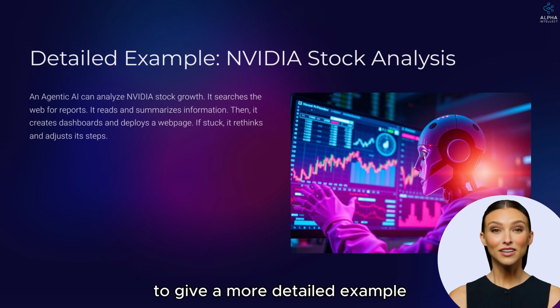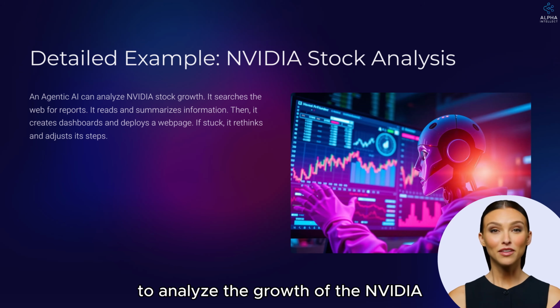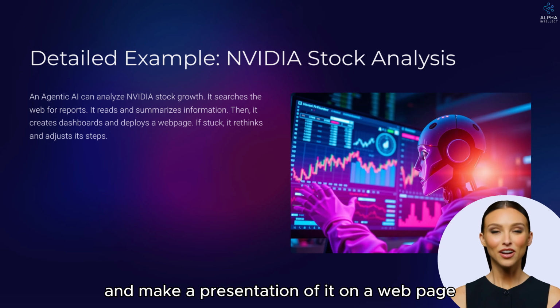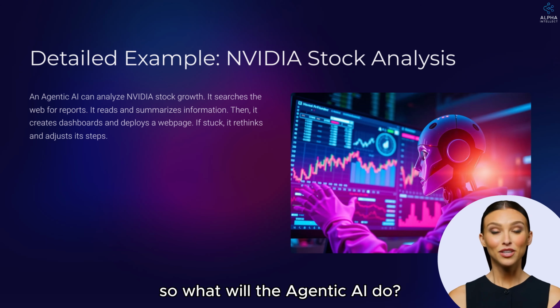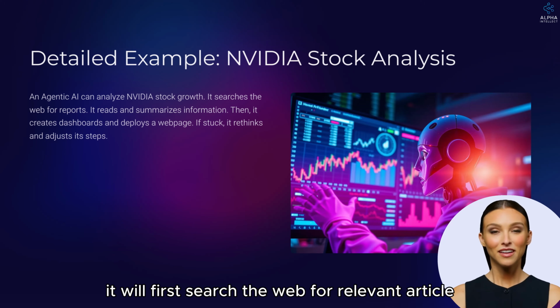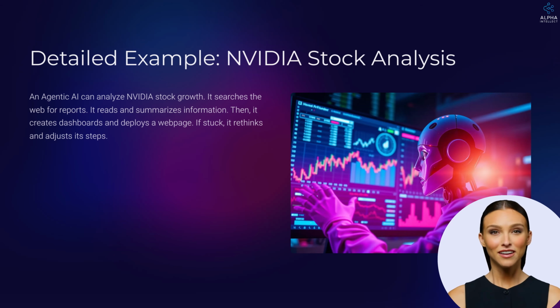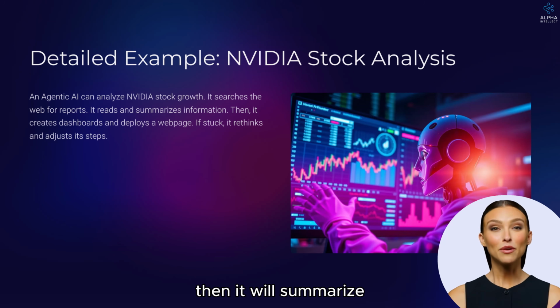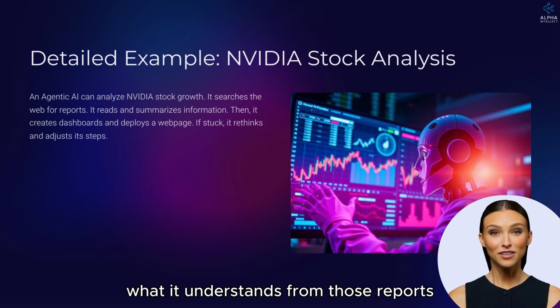To give a more detailed example, suppose you tell Manus AI to analyze the growth of the NVIDIA stocks over the last decade and make a presentation of it on a web page. So, what will the agentic AI do? It will first search the web for relevant articles and other information. It will open and read various reports on its own. Then it will summarize what it understands from those reports.